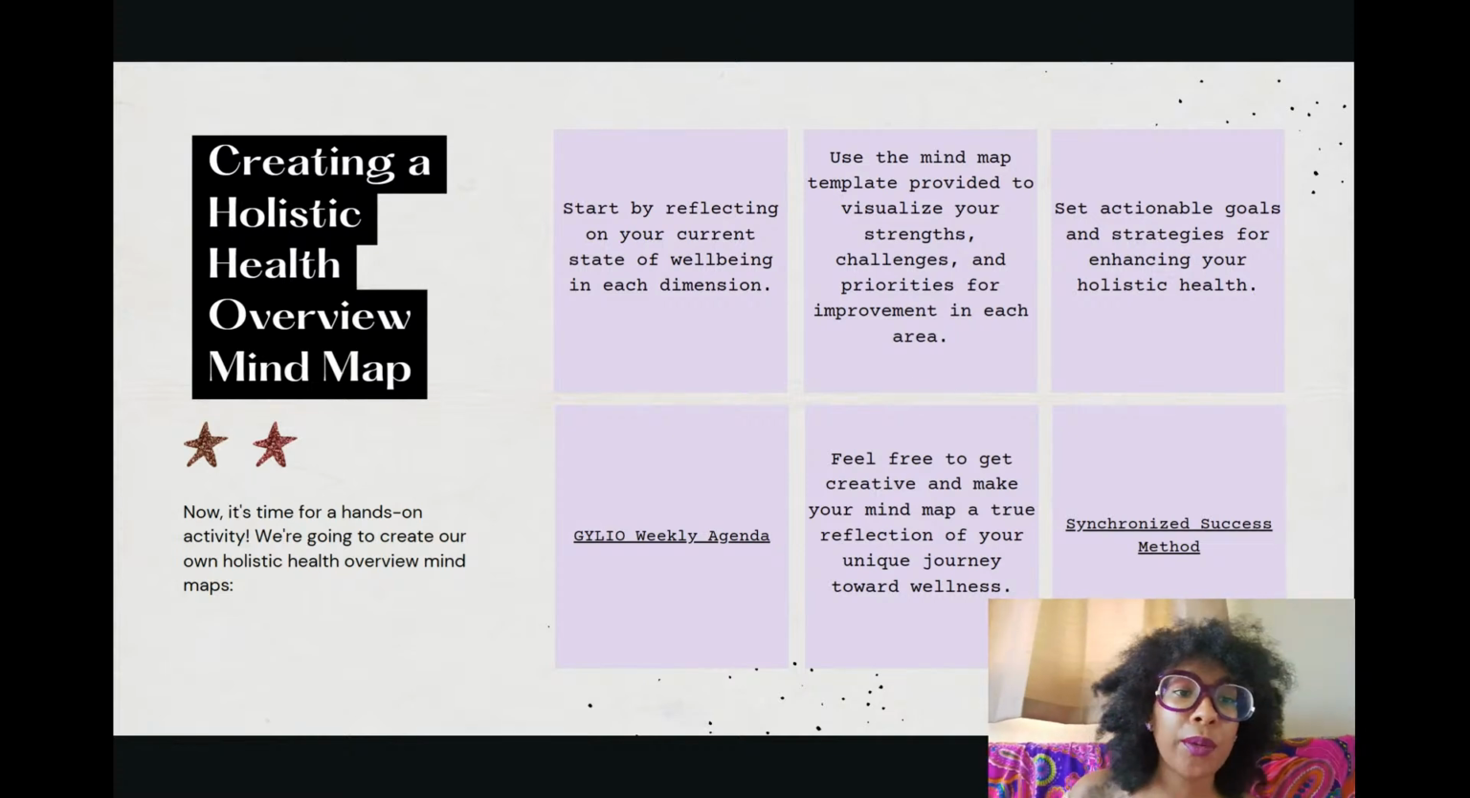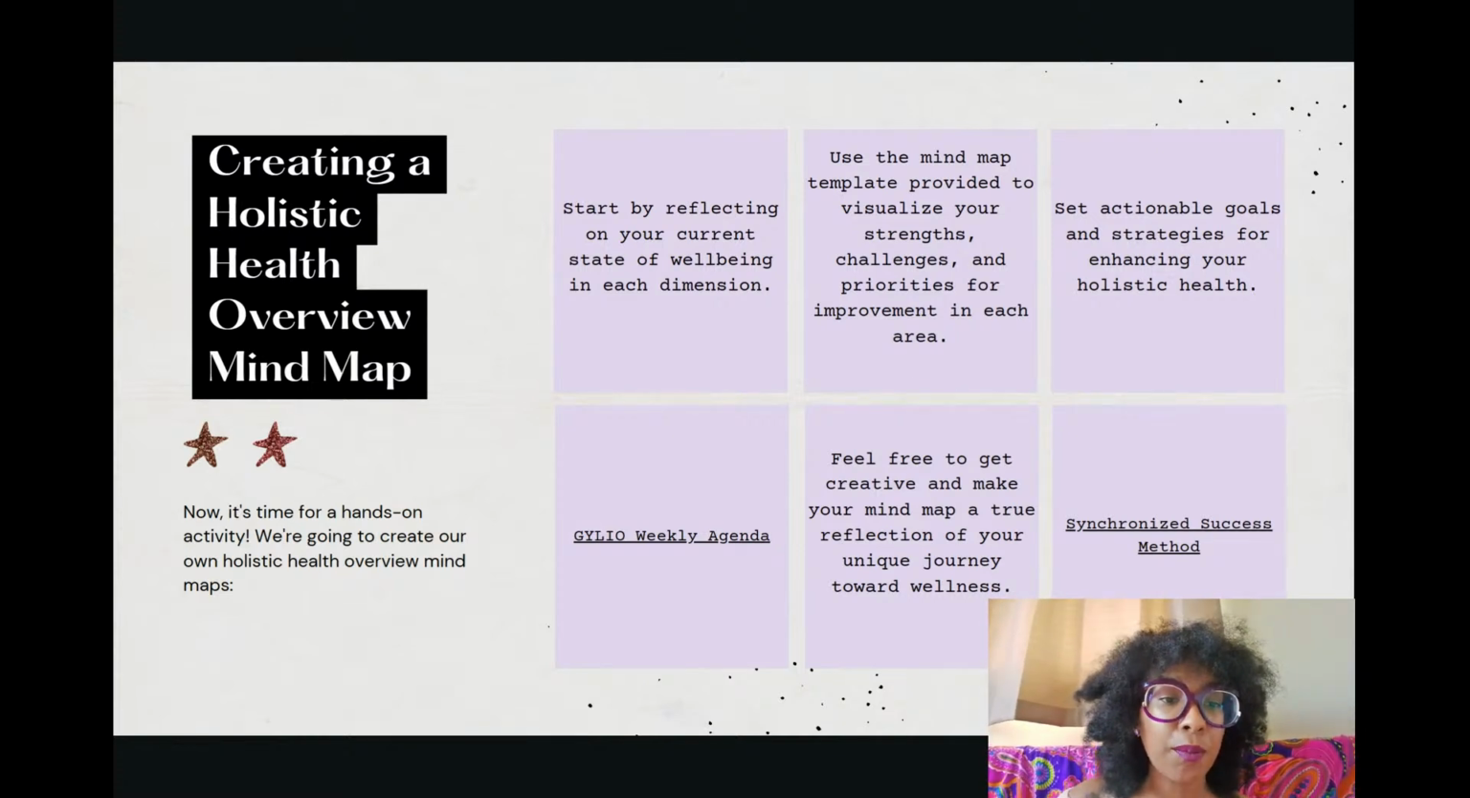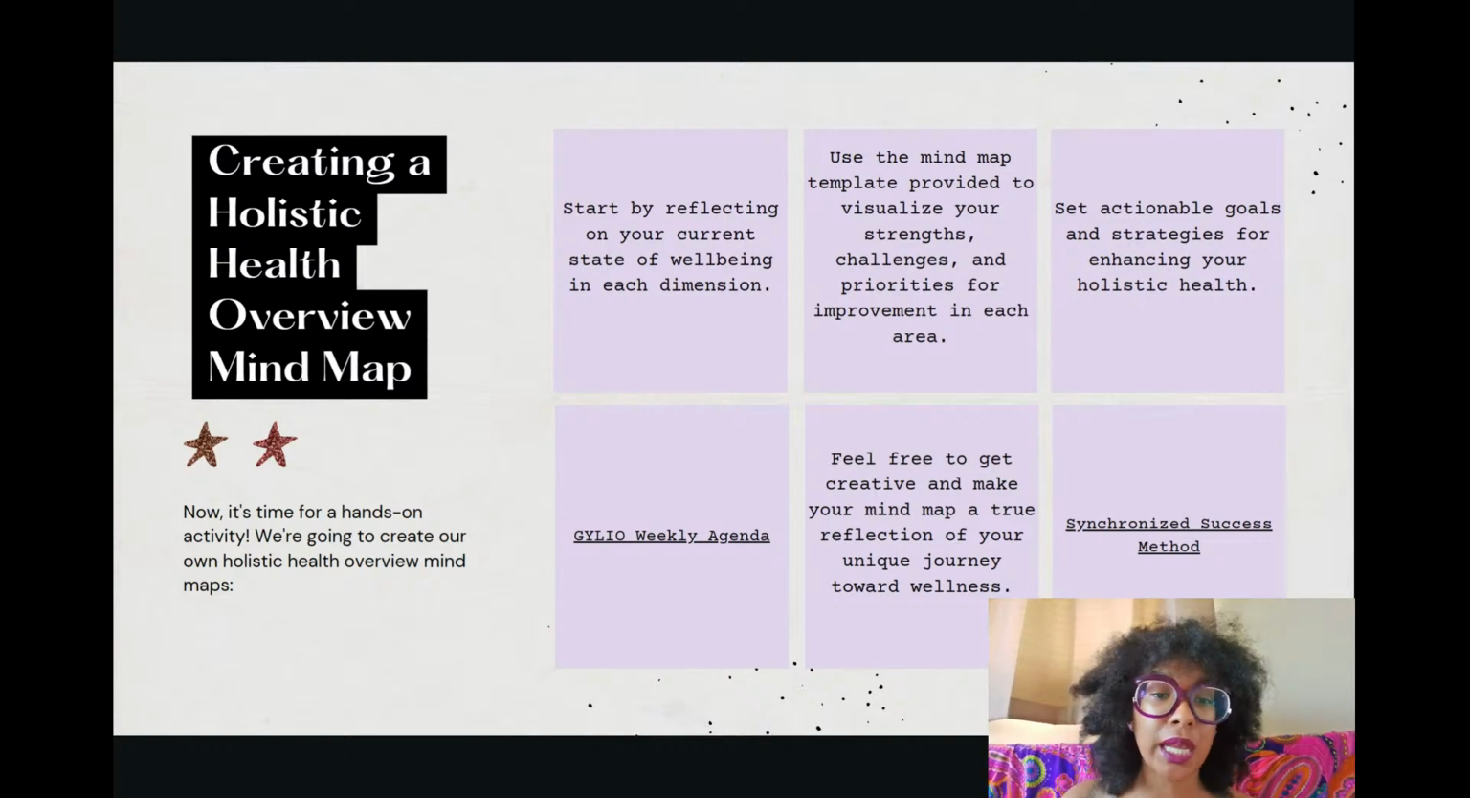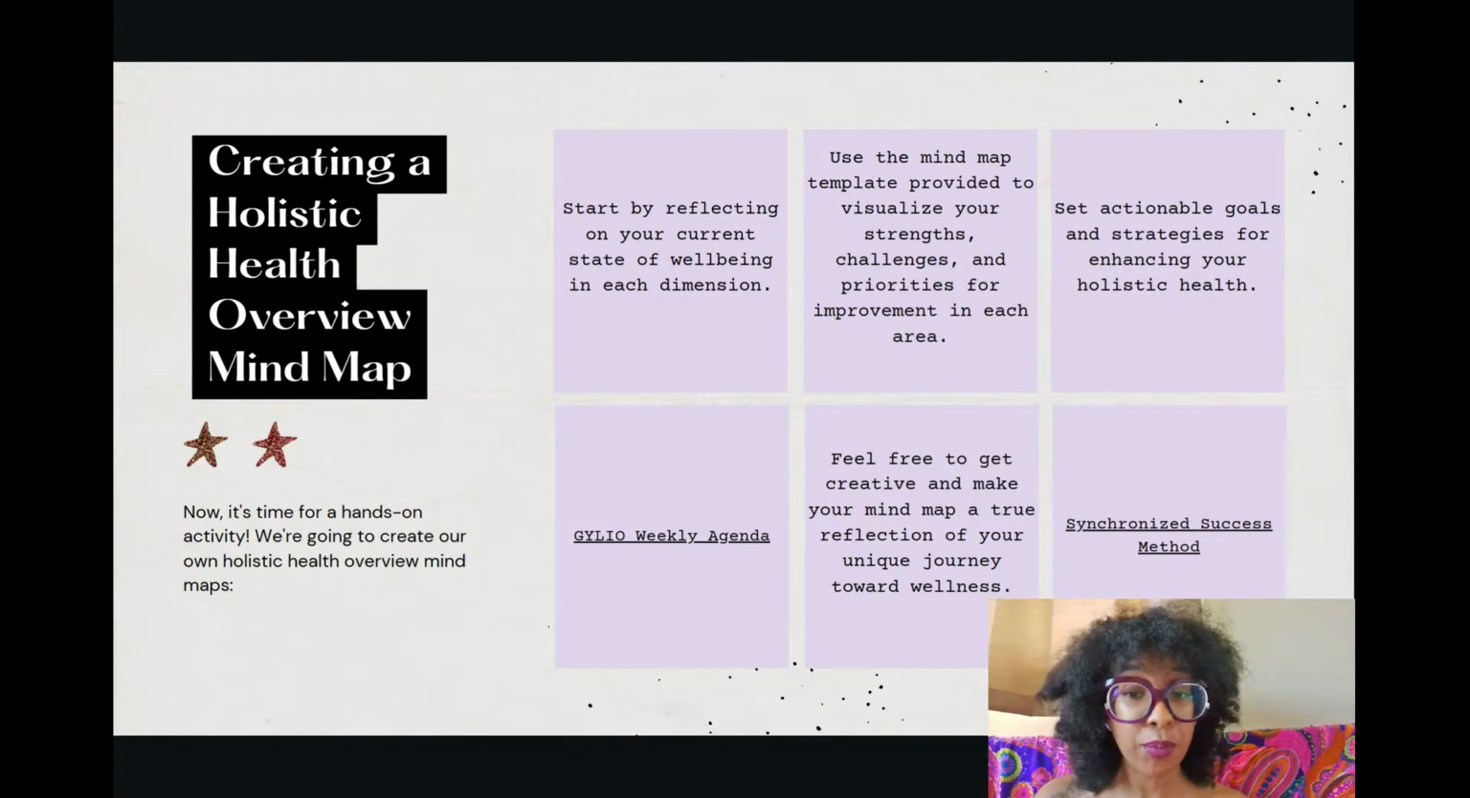When you are creating a holistic health overview mind map, you want to make sure you start by reflecting on your current state of being in each dimension. I just showed you each one of the dimensions. We would go in depth and see what your current state is, and then use the mind map as a template to provide a visual for your strengths, challenges, and priorities for each, and improving each.